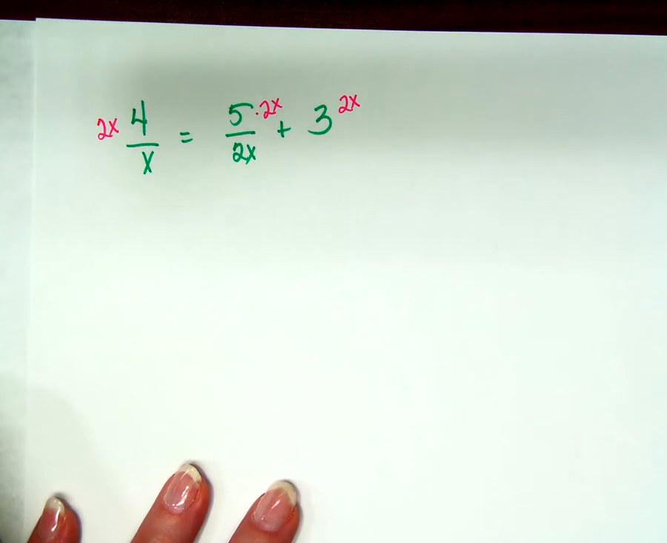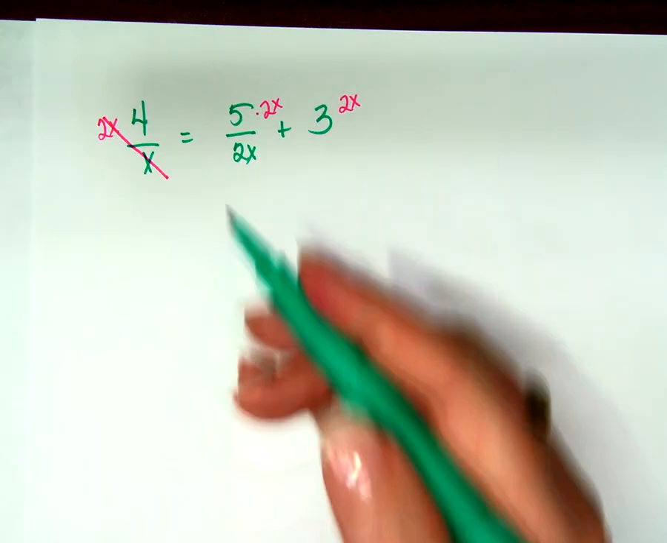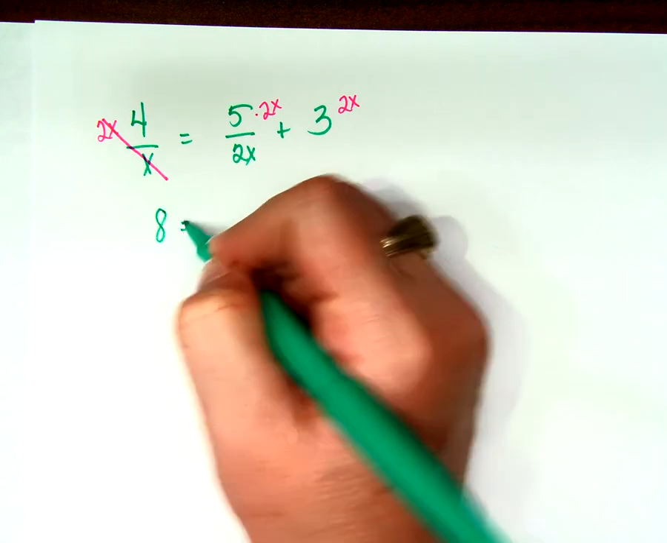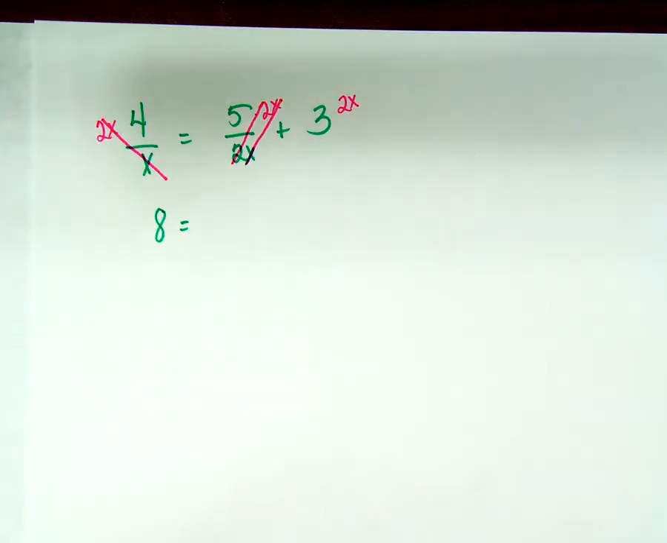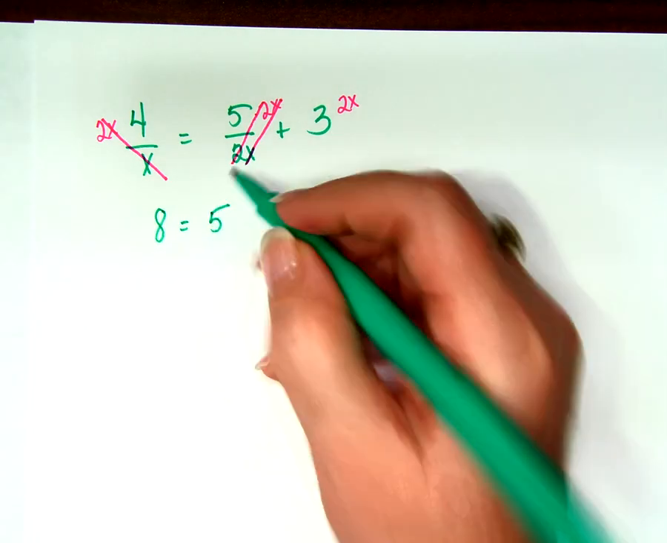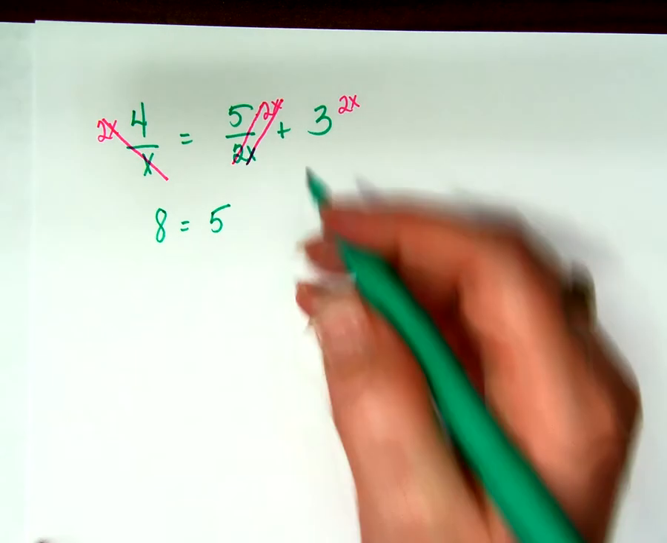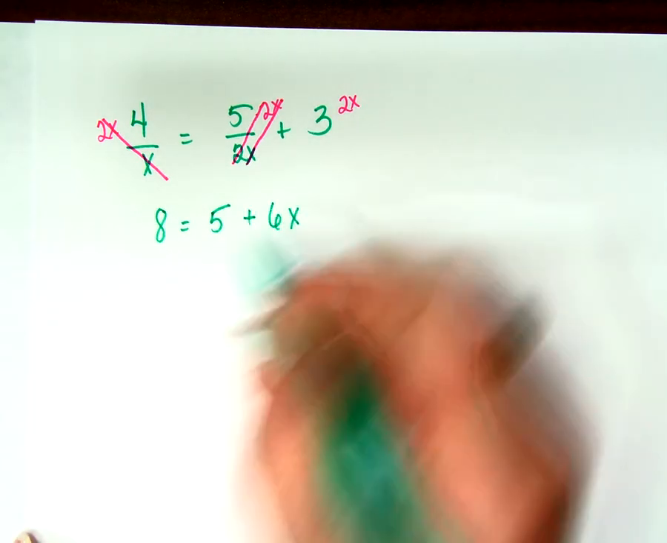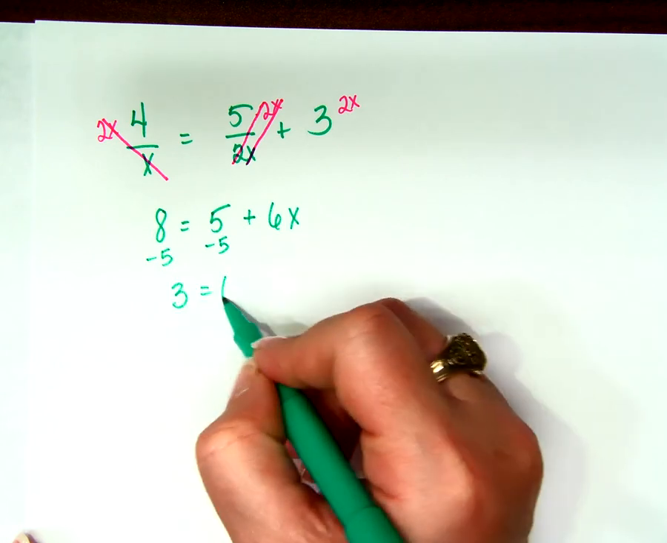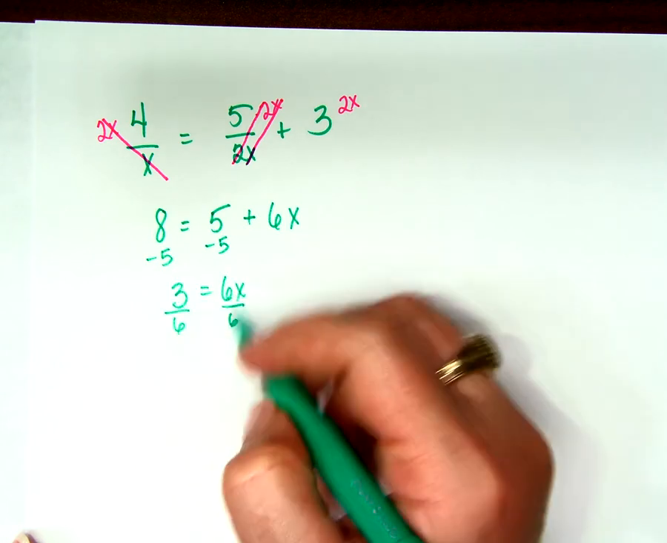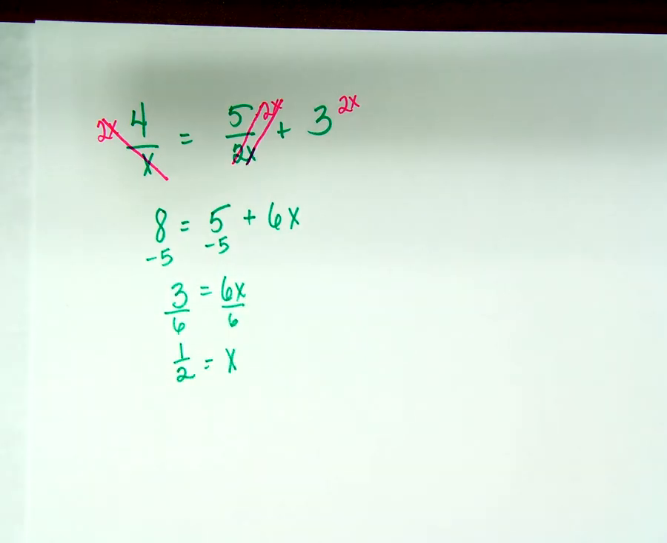Okay? When I multiply each term by 2x, what happens on this first term is the x's simplify, and I just end up with 8. What happens here is that the 2 simplifies with the 2 and the x simplifies with the x, and I just end up with 5. And what happens here is that nothing simplifies because there was no fraction to begin with, so I just get 6x. And once again, it's just like the problems that we've done before. So I get 3 equals 6x, and dividing both sides by 6 gives me x equals 1/2. Again, I could plug that in.